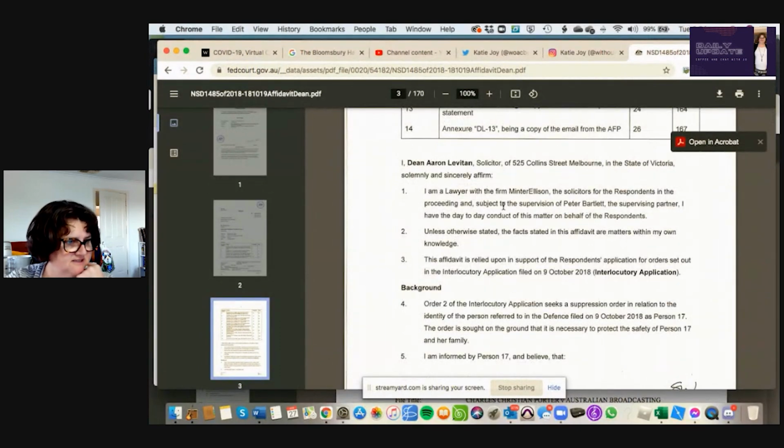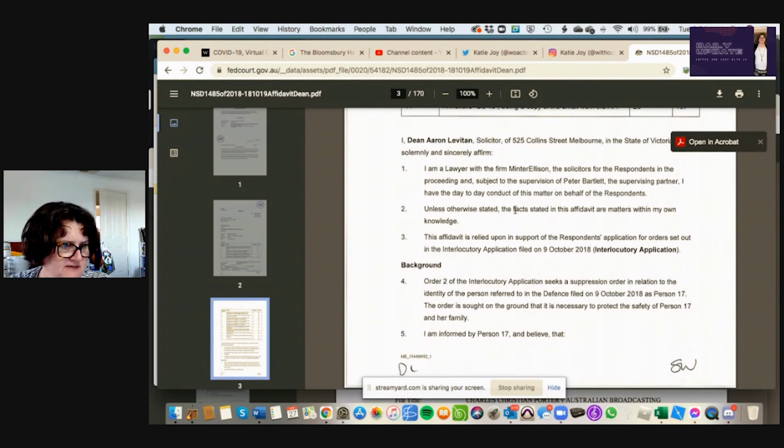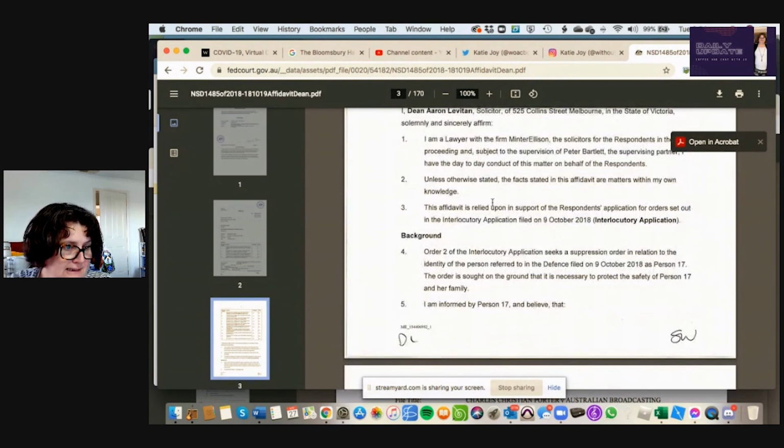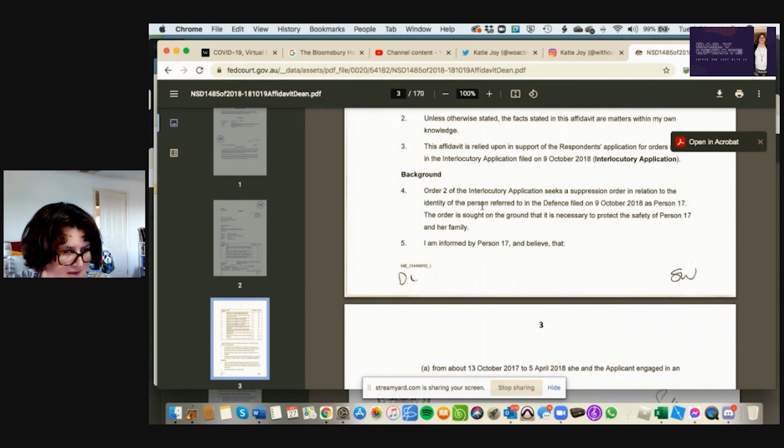So this is Dean Aaron Leverton, solicitor. So he's a lawyer with Minter Ellison, and he's a solicitor for respondents, subject to supervision of Peter Bartlett, the supervising partner. Unless otherwise stated, the facts in this affidavit are matters within my knowledge, in support of the respondent's application for orders set out in the interlocutory application filed the 9th of October. So this supports the one.